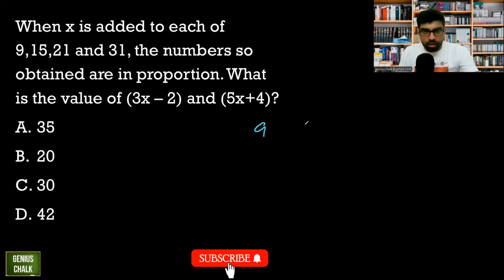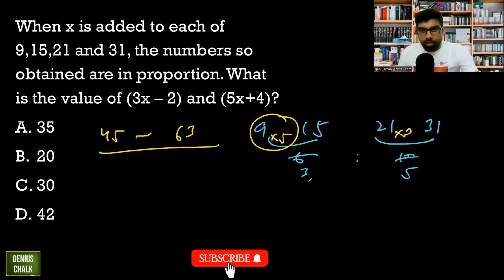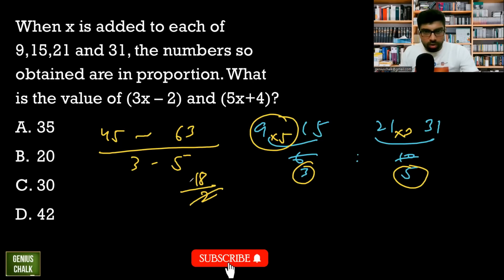9, 15 and 21, 31. So what is the difference here? Check out the difference. It is 6, it is 10. What is the ratio? 3:5. So multiply this by 5, this by 3. So how much? 45, 63. Take the difference divided by 5 minus 3. So this is how much? 18 by 2. So this is 9.